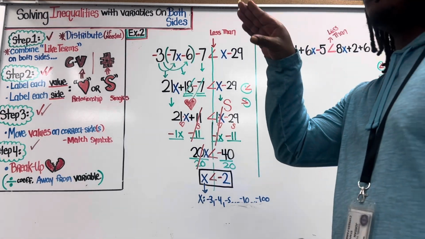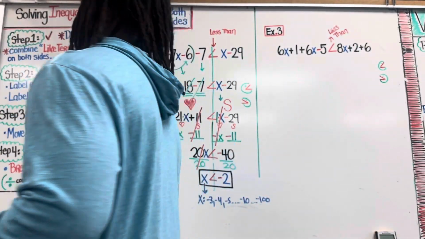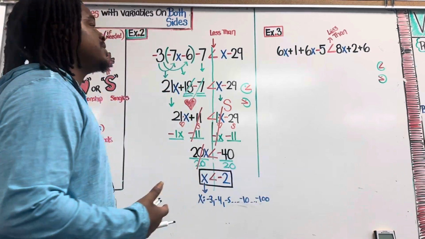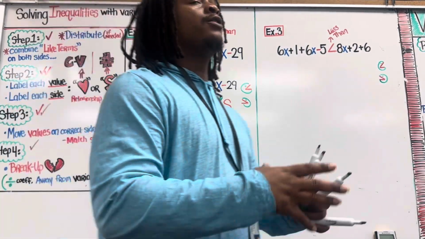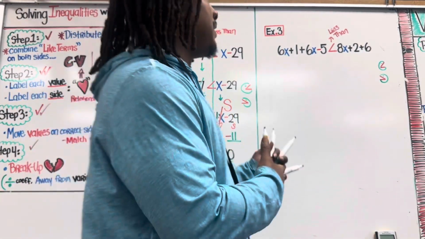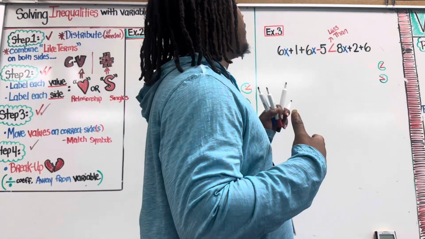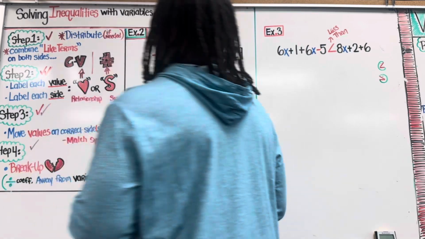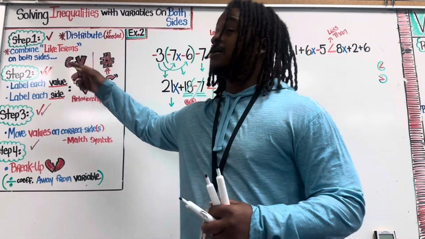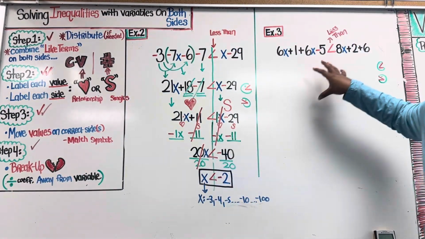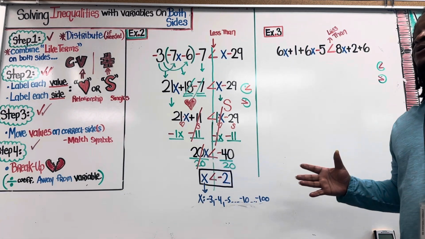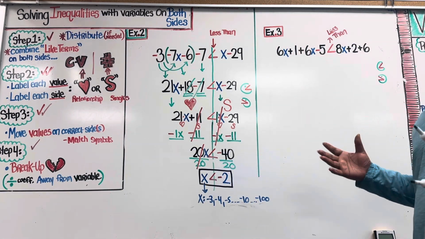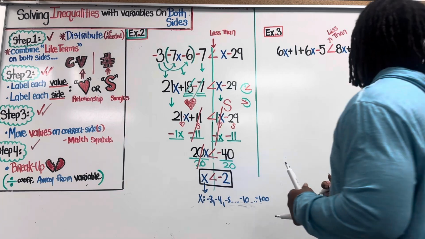Pac-Man is always going to go towards the greater side or the side that has more food or more value, okay? So what we're trying to do is, guys, find out what range of values x could be in order to make this whole inequality true, okay? So the first thing that we need to do is combine like terms. I don't have any values that are in parentheses, so I don't have to distribute. All I need to do is just combine like terms, okay? So let's go ahead and do that.